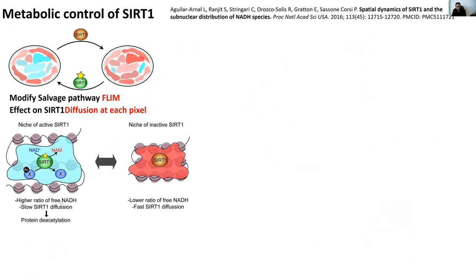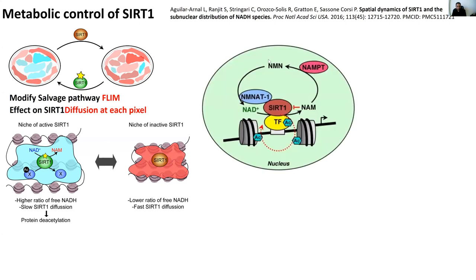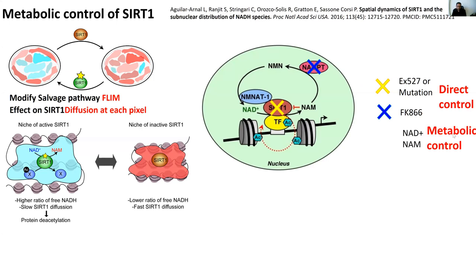When they are active, we would expect slow SIRT1 diffusion, and when they're inactive, we would see fast SIRT1 diffusion. We will also see a higher ratio of free NADH when SIRT1 is active, and a lower ratio of free NADH when it's not active. And so to do that, we took the salvage cycle and blocked the SIRT1 activity by mutation or drugs. We also added FK866, which is a drug that blocks this enzyme, which is the rate limiting step of this process. So these are our direct controls. But in our metabolic control, we added NAD and NAM and see what happens to this.